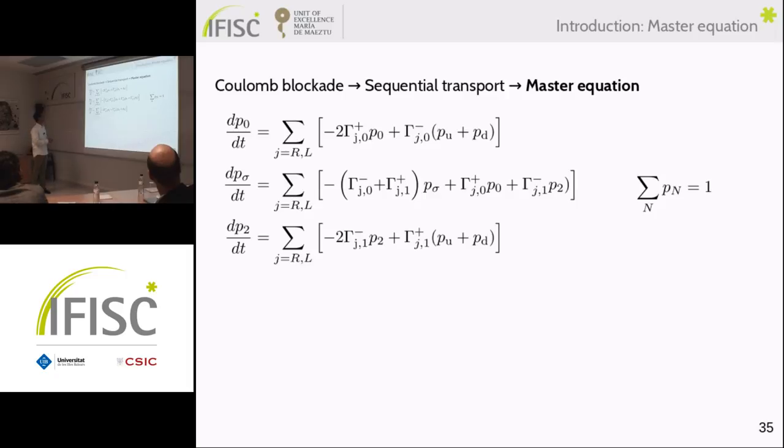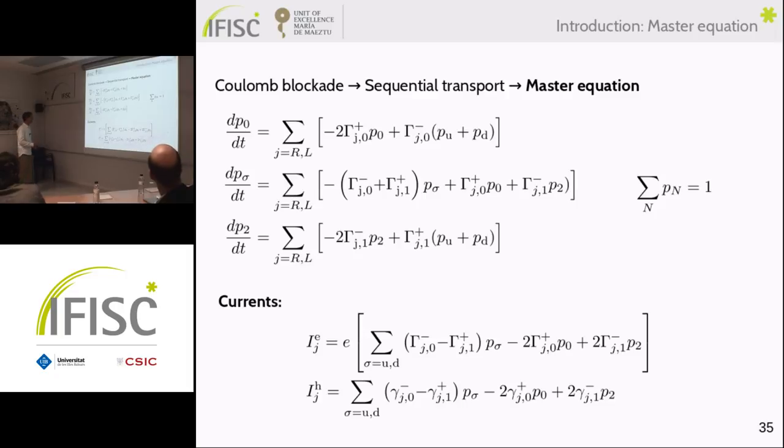And you just classify this through the probabilities of occupation, and in this case, you describe the change in probability through some tunneling rates that change the state of the system. And to ensure that the system is correct, you have to normalize the probabilities. In a very similar way, you can calculate the current, so just taking into account the possible states and how many electrons go in and out of the system, you obtain the charge current. And very similarly, you can obtain the heat current by weighing with an energy factor.